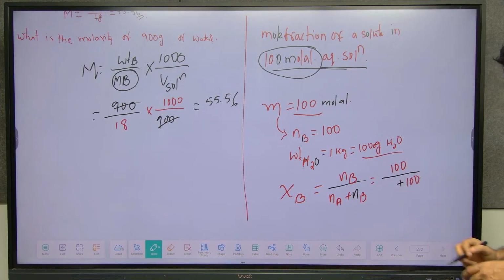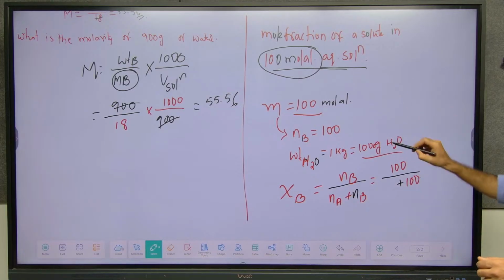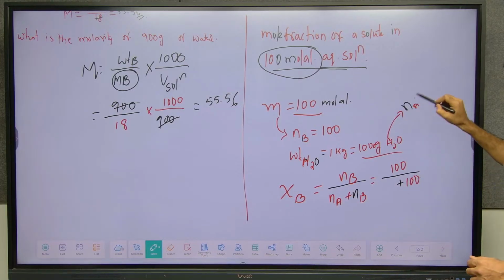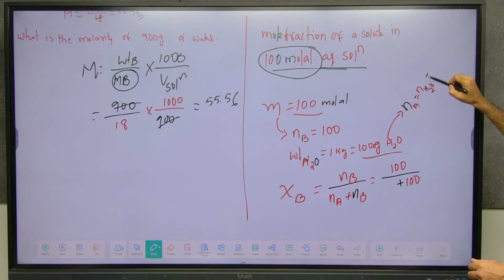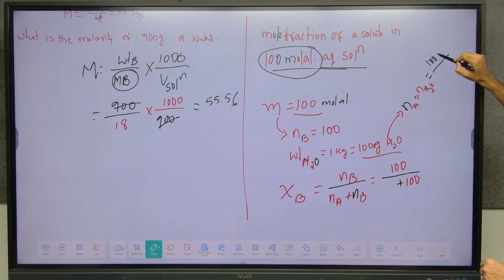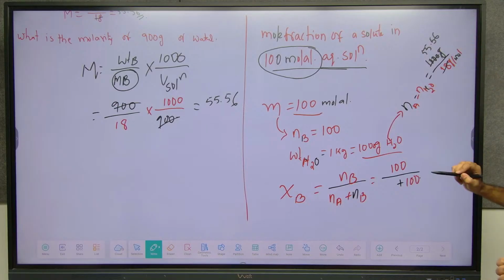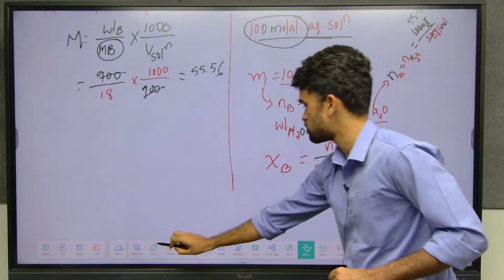This is grams now. Convert that into number of moles. n of water is equal to how much? Given weight is how much? 1000 grams. Now 1 kg, what is its molar mass? 18. So by simplifying, how much we will get? 55.5. Perfect, everyone? Yeah. So the next, what is your answer then?